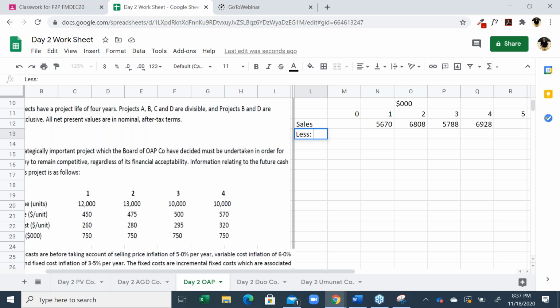Now let's write variable costs for each year. So it's 12,000 for the first year, the volume, and the price is 260. And the inflation rate for the variable cost is 6%. Here we go. And connect it with the rest. Let's remove the decimal places.